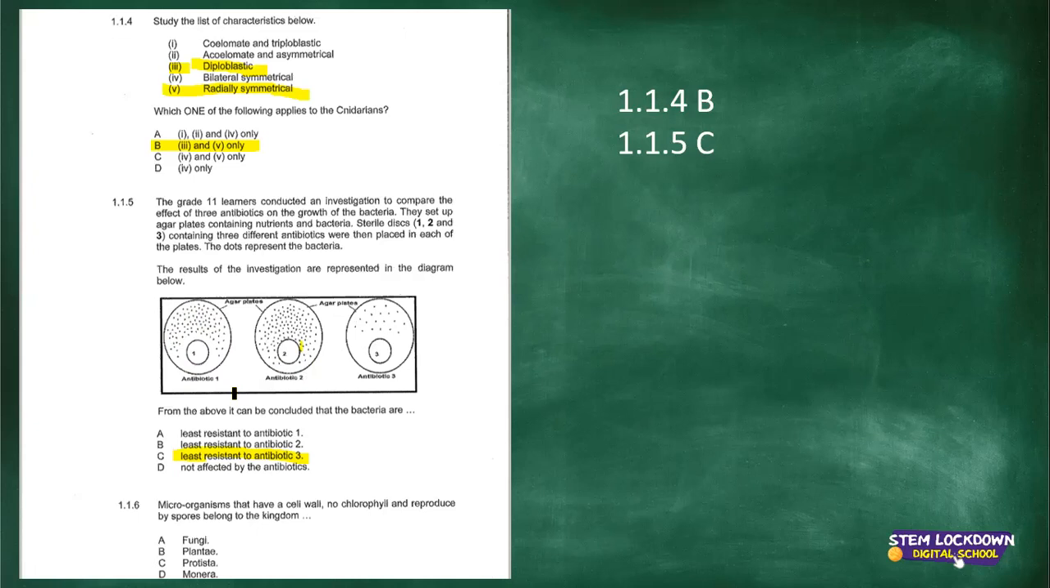And then question 1.1.6, microorganisms that have a cell wall, no chlorophyll, and reproduce by spores belong to the kingdom of what? Oh, and I see you corrected your answer long before we even marked it. Thank you for that. You see, it's good. You reviewed your answer and could see that you needed to revise it. So which one is here? Microorganisms that have a cell wall, no chlorophyll, and reproduce by spores. What are those microorganisms?